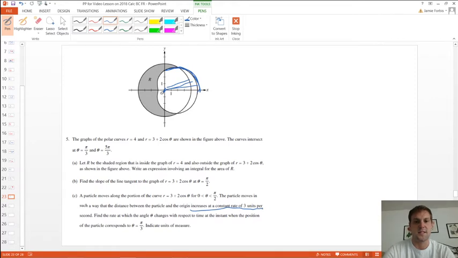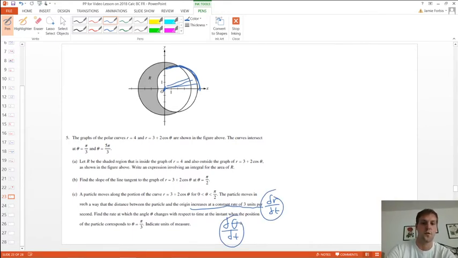If we're talking about the distance between the origin and the function, that's the rate at which the radius is changing. So this is actually dr over dt, the rate at which the radius is changing with respect to time. And it says find the rate at which the angle is changing with respect to time. So it wants us to find d theta over dt when the position of the particle corresponds to theta equals pi over 3, and indicate the units of measurement. So I need an equation that relates dr over dt to d theta over dt.